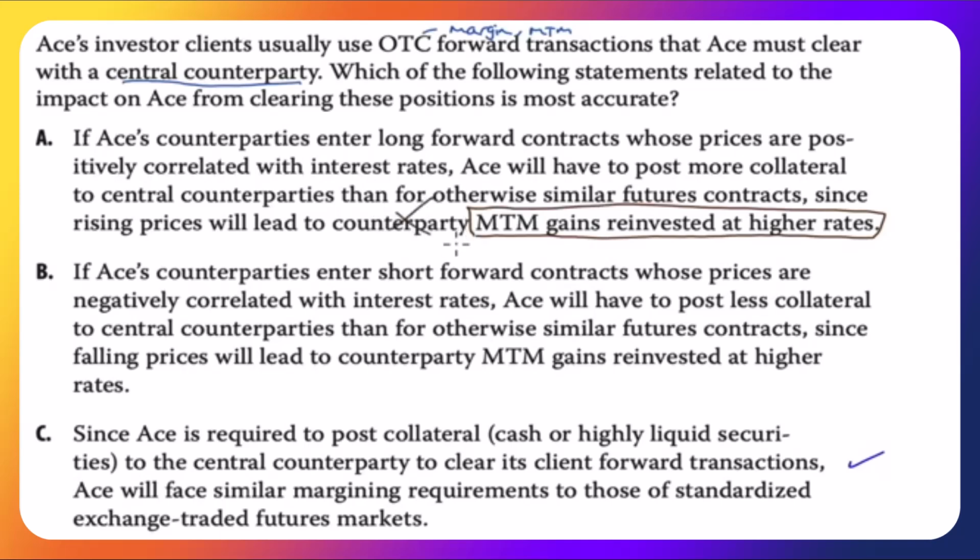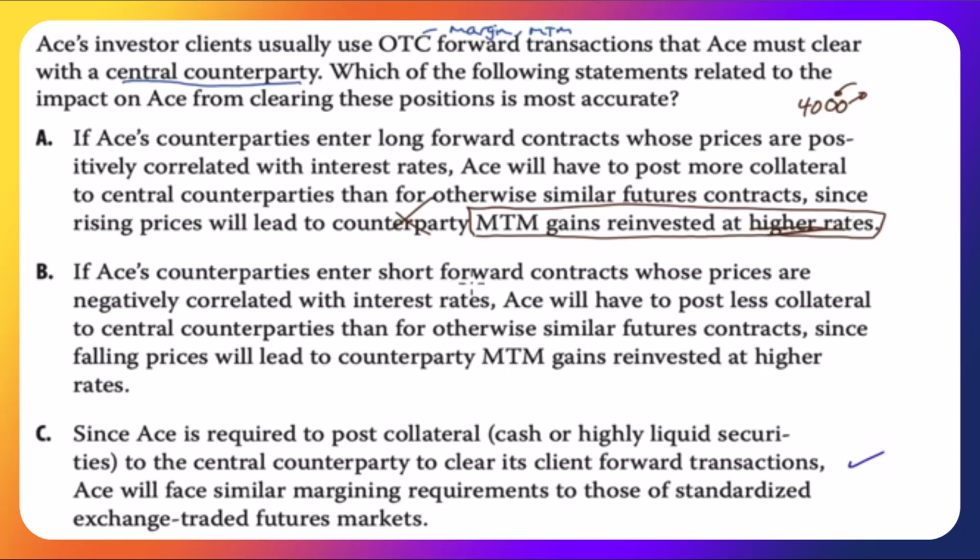Nothing at all. So this is wrong. It would not affect the level of margin. So if the OTC contract says you got to post $4,000 of margin and there is a gain, they'll have a mark-to-market gain, but they wouldn't say, oh, you need to post more margin because you're investing that at higher rates. It would be unrelated to the interest rate.